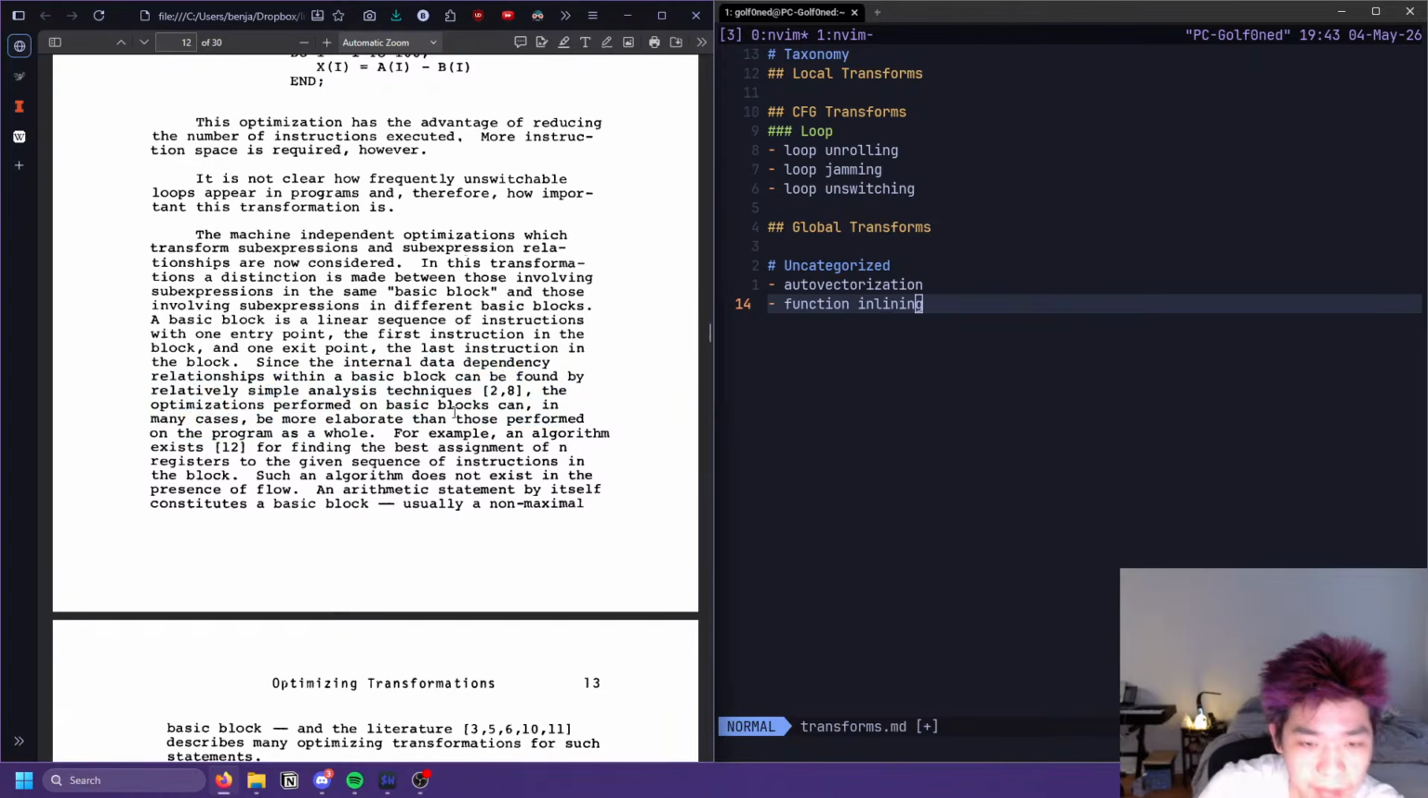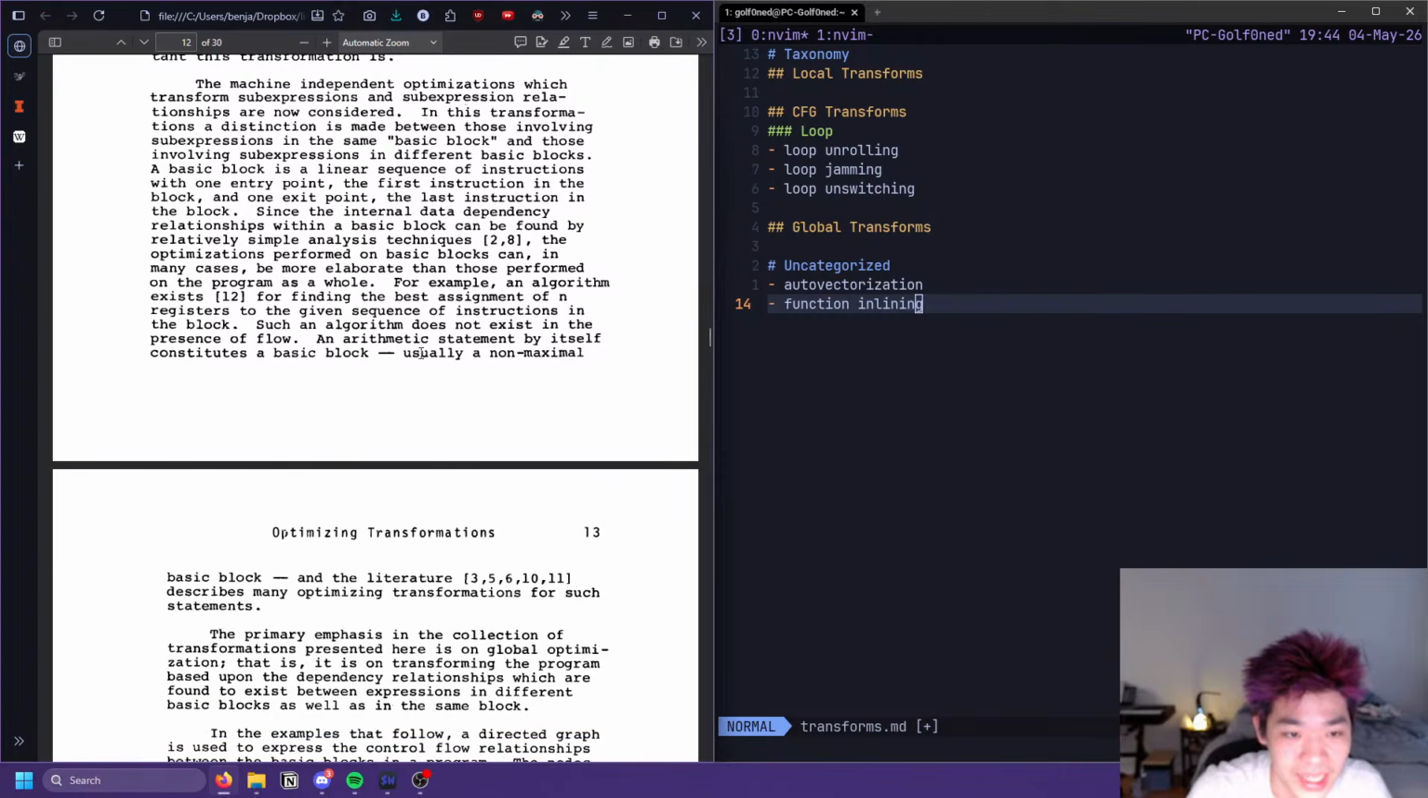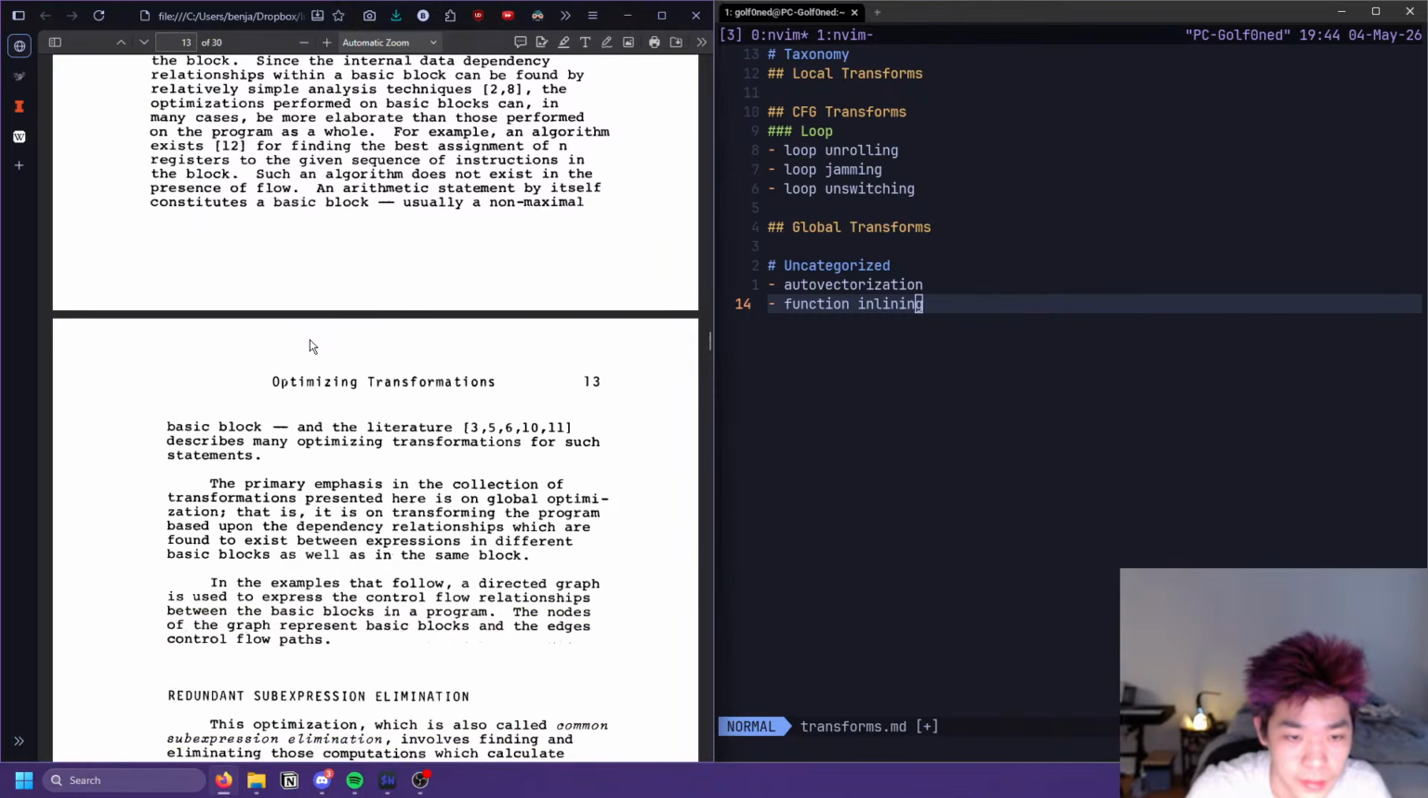Okay, so that makes a lot of sense. An algorithm exists for finding the best assignment of n registers. Okay, so that is just regalloc, I guess, or local register allocation. The literature cites like five different papers and books. Wow.